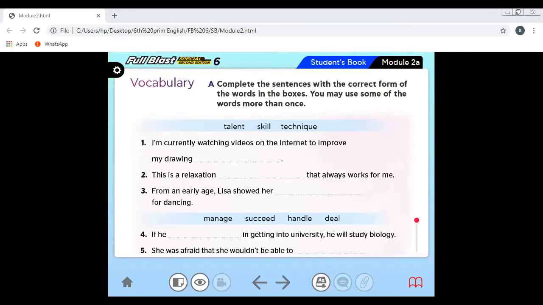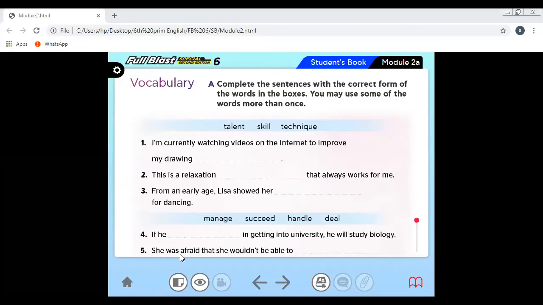Miss, I don't understand the word basement. Basement? It's the bottom of a building. Bottom of a building. Let's complete here. We will use the words talent, skill, or technique. Who can read and answer number one?